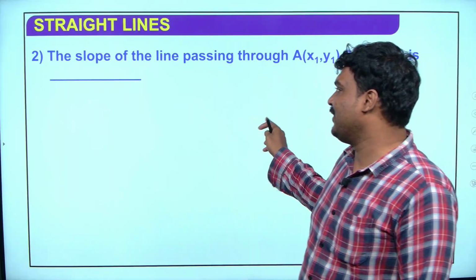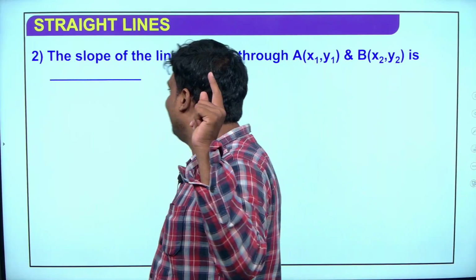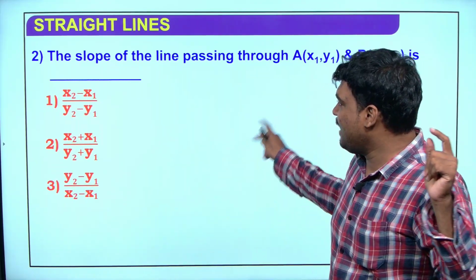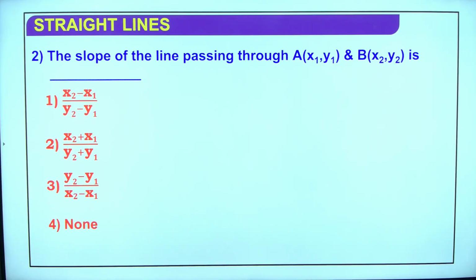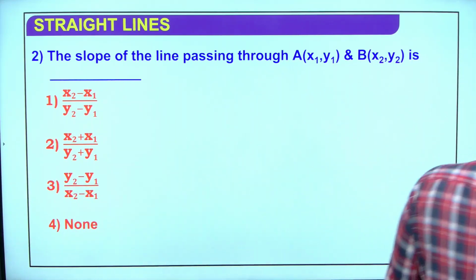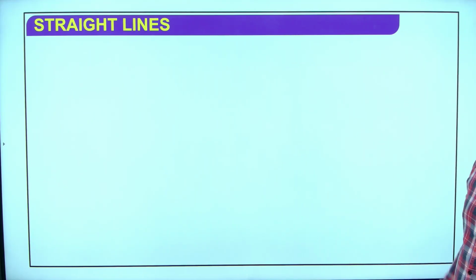So next MCQ. The slope of the line passing through this one. Which is the formula, guys? Come on. Okay, option 3. Option 3 is the right answer. Very good.